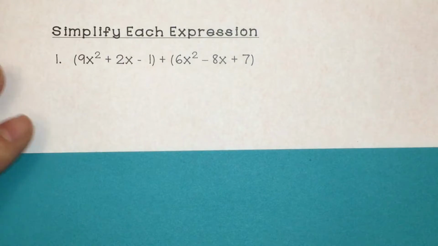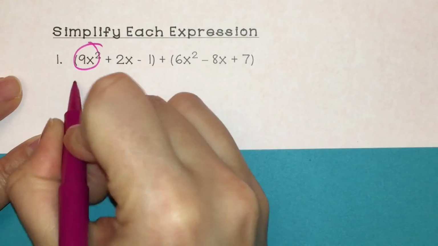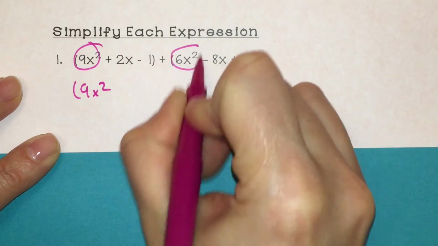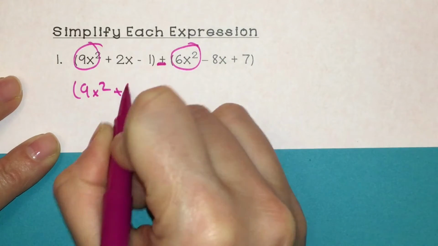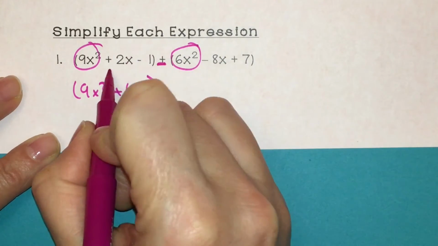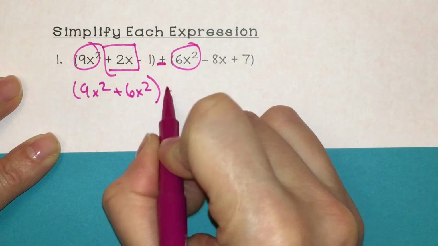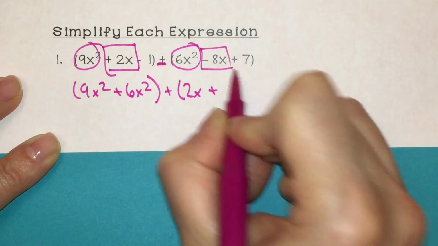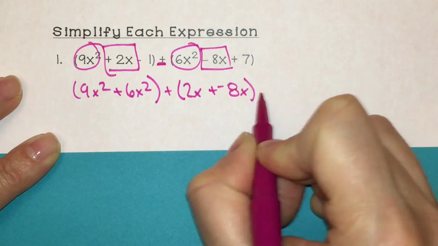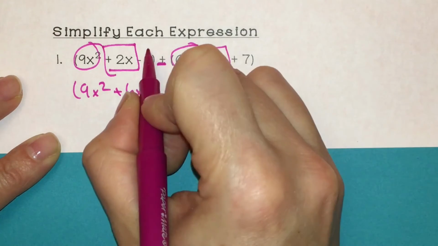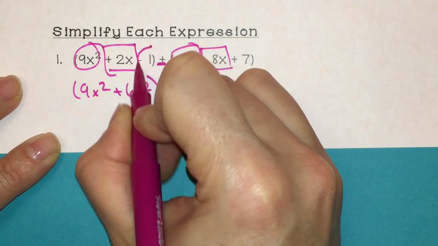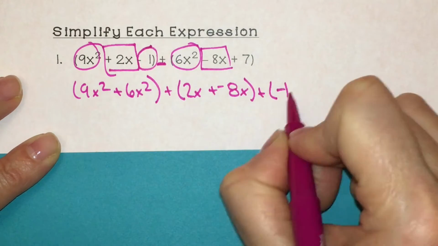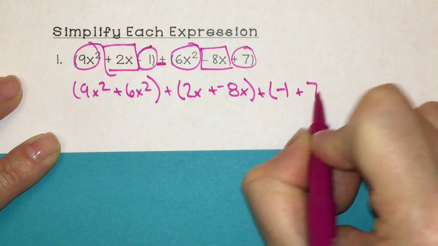Okay, first one. We have 9x squared plus 6x squared. Here we have 2x plus negative 8x. We're going to add. Here we have a negative 1 plus 7.